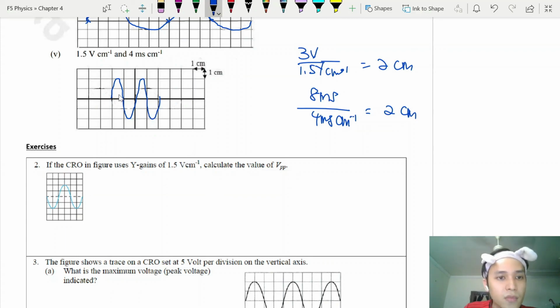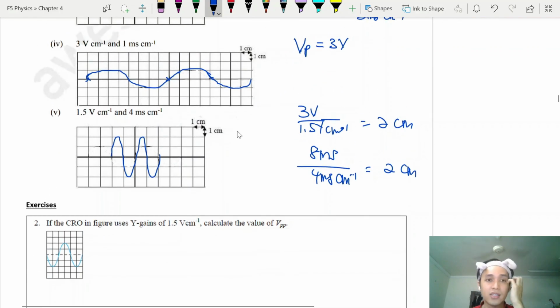2 squares, 3 volts, because now each cm is 1.5 volts. Here 2 squares is 3 volts. And then total is 8 milliseconds. Now I change, 1 centimeter is 4 milliseconds. So 8 divided by 4 is 2 centimeters, meaning that one wave is 2 cm. So 1 cm, 2 cm. Correct. So that is how you identify the changes in your CRO.